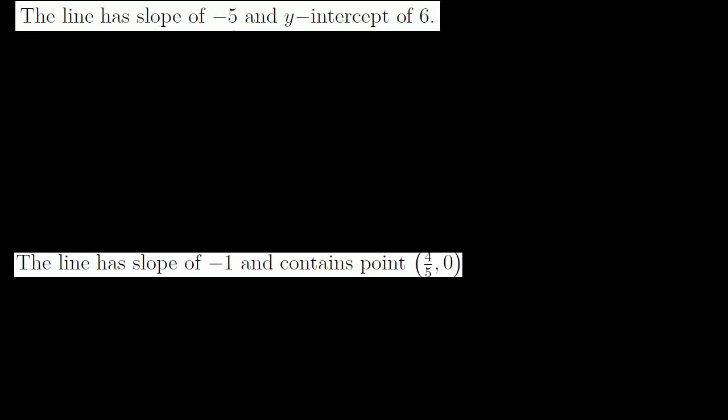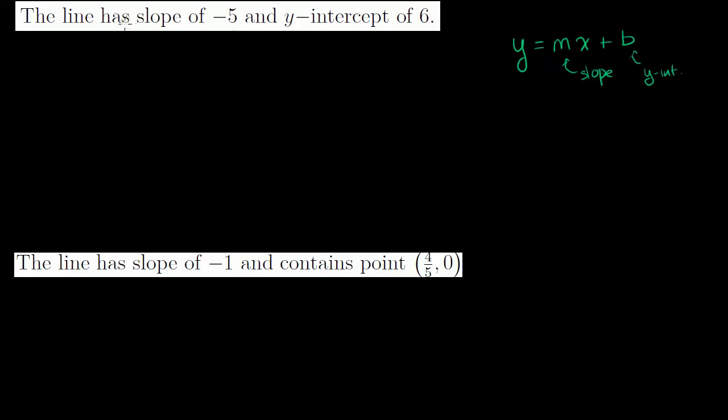In this video, I'm going to do a bunch of examples of finding the equations of lines in slope-intercept form. And just as a bit of review, that means equations of lines in the form of y is equal to mx plus b, where m is the slope and b is the y-intercept. So let's just do a bunch of these problems.